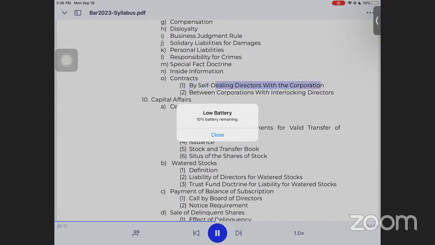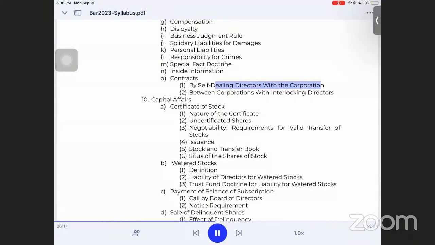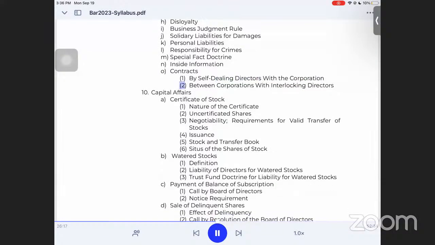1. By self-dealing directors with the corporation. 2. Between corporations with interlocking directors.